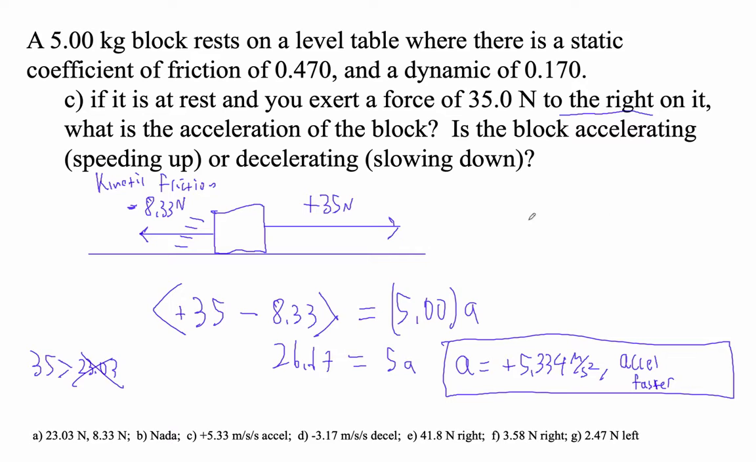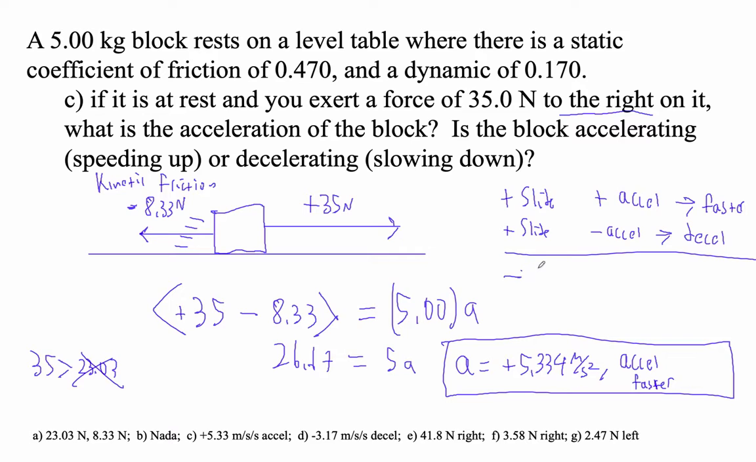In general, when you do this, right, if you've got a positive slide and a positive acceleration, then you are going faster and faster, right? If you have a positive slide, that is, you're sliding to the right, and a negative acceleration, then you are decelerating, right? Okay, if you have a negative slide and you have a negative acceleration, that is, this number comes out negative, then you are slowing or decelerating, right? Oh wait, sorry, no, that's not right. Then you're going faster and faster, right?